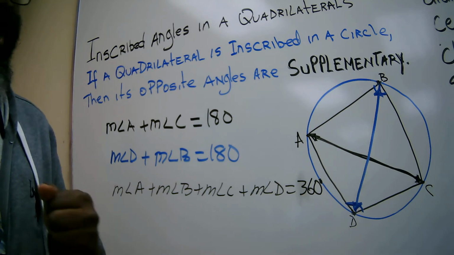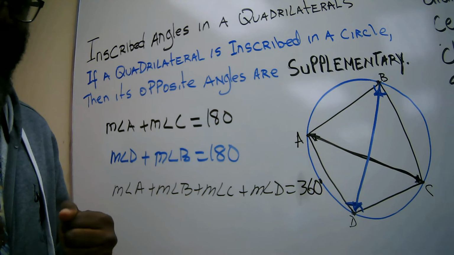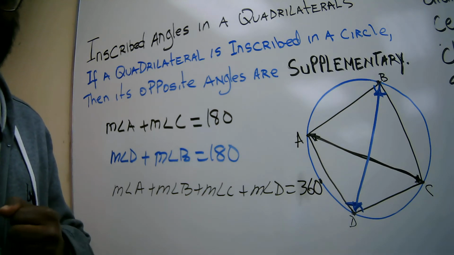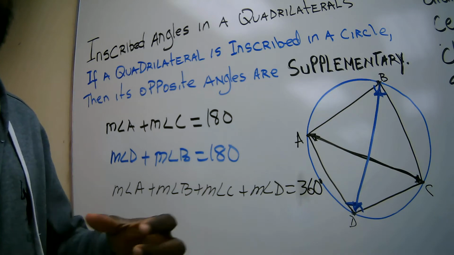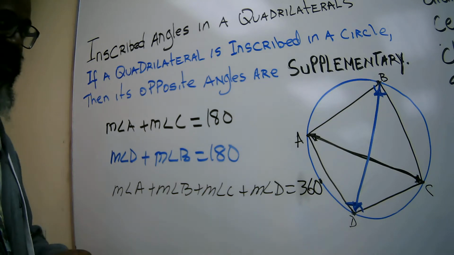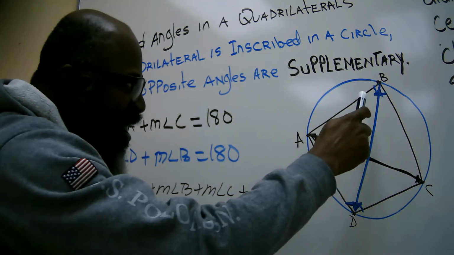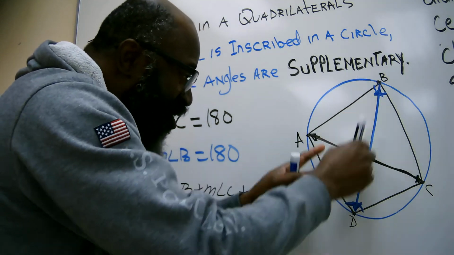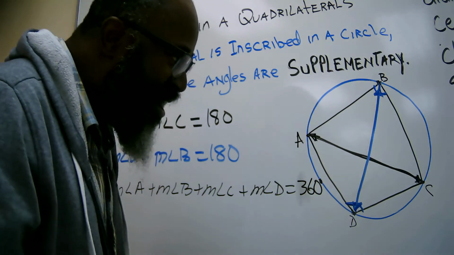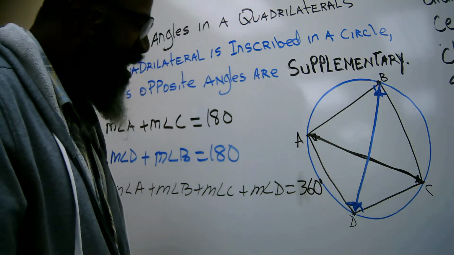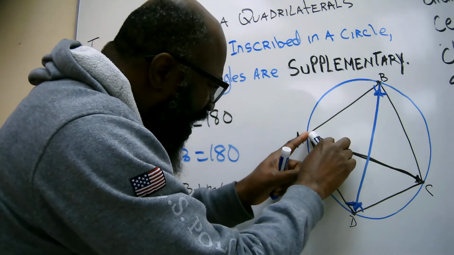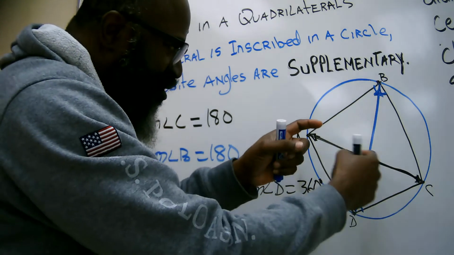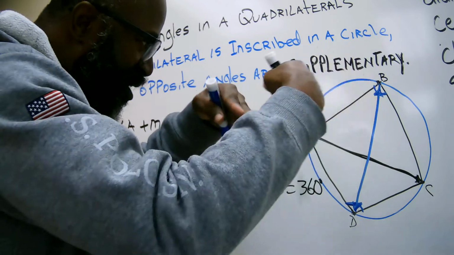So, the only way you can fit a quad in a circle is if and only if the opposite angles are supplementary. Supplementary means two angles that add up to 180. In this case, angle B is opposite to angle D. So when I add the measures of those two angles, they must be equal to 180. That's what supplementary means. When I add angle A plus angle C, it must add up to 180. Those are opposite to each other. They're facing each other. They're looking at each other.